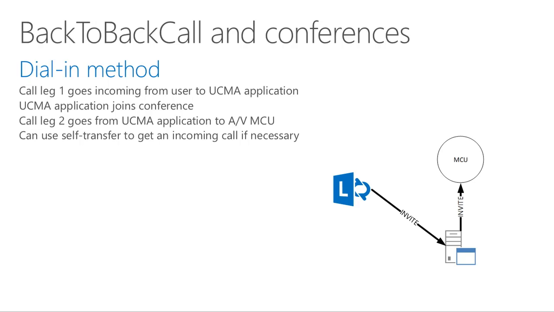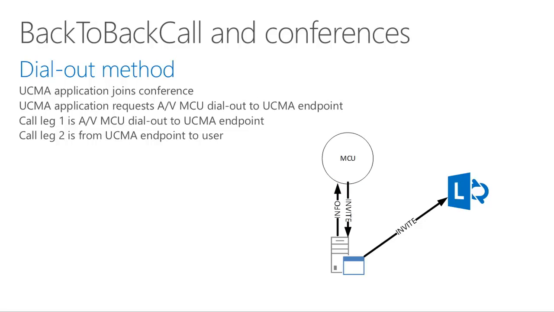The second method is the dial-out method. And this is just the exact opposite of what I just described. In this approach, you have the audio MCU do a dial-out, but instead of dialing out to the Lync endpoint, it's going to dial out to your UCMA application. And then the UCMA application acts as a back-to-back user agent and sends the call along to the user. So it's really the exact opposite signaling flow from the dial-in method. Any questions about that?